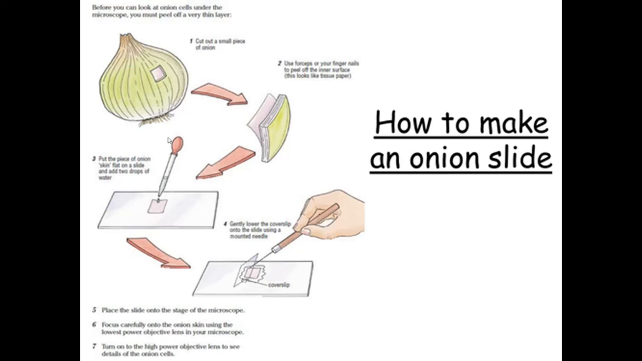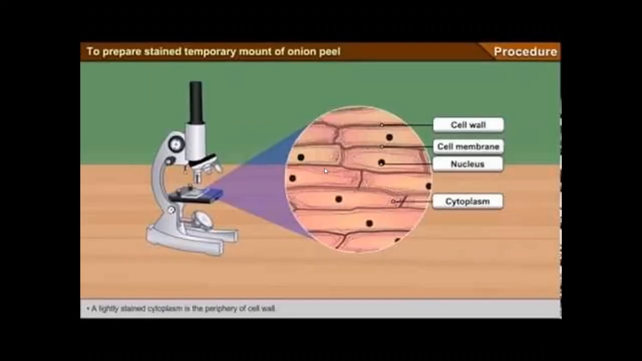Then carefully cover it with the help of a cover slip. We should take care that there should be no air bubble. When we observe this, we can see the structure like this. So the onion peel slide is ready. Now you can observe the structure.